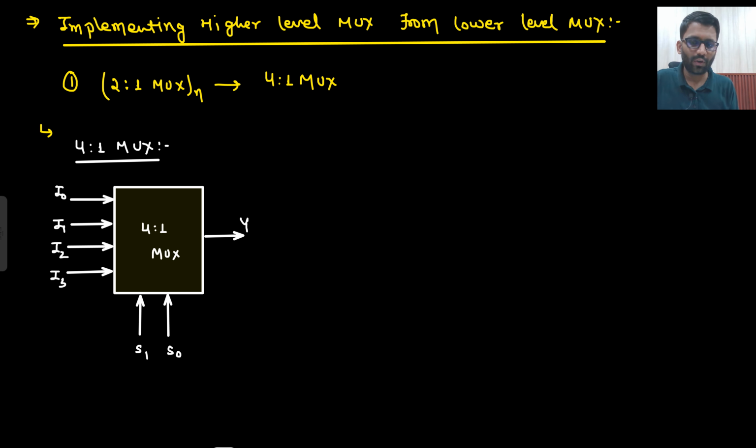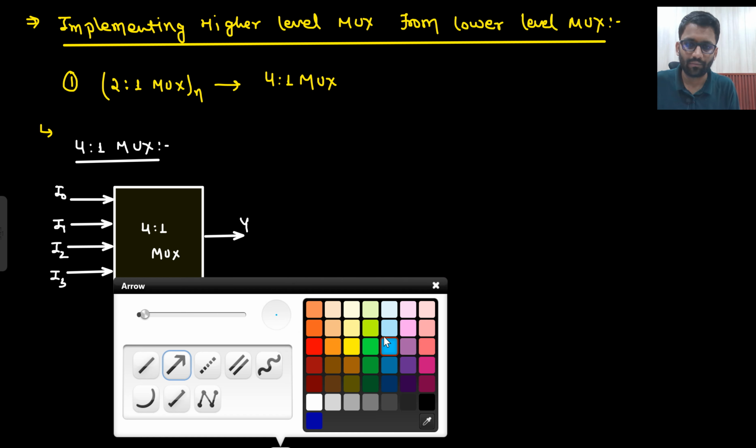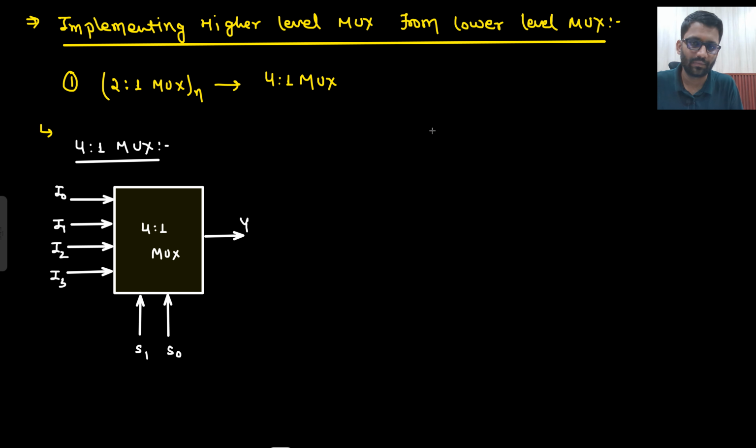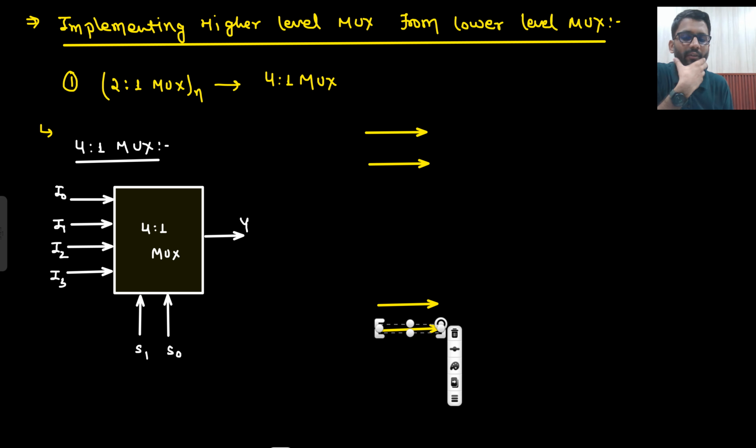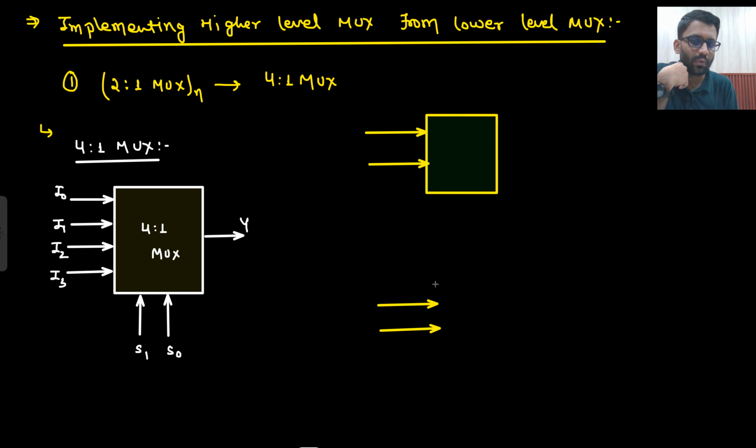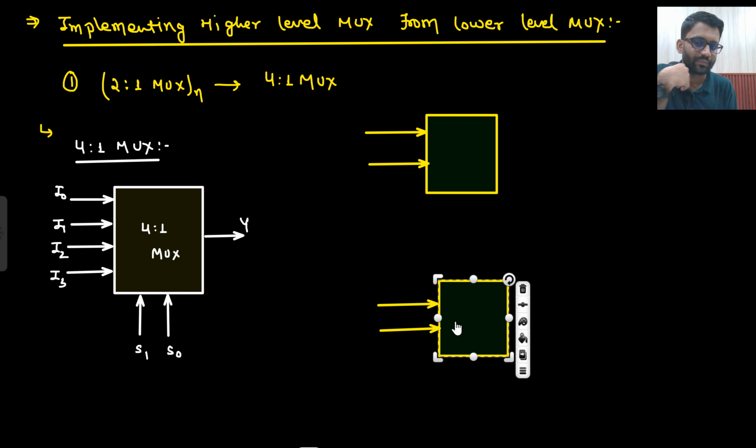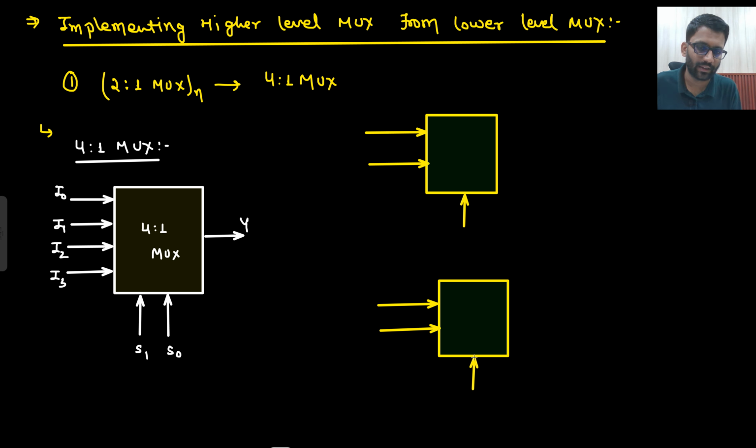A 4 cross 1 mux will have 4 input lines, right? Now what do you have? You have 2 cross 1 muxes only. A 2 cross 1 mux can take only 2 input lines, right? So for 4 input lines you require two 2 cross 1 muxes. Each will have its own select line.